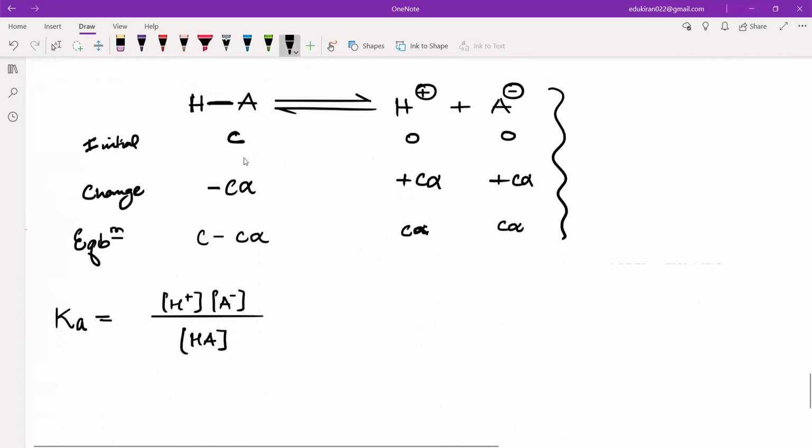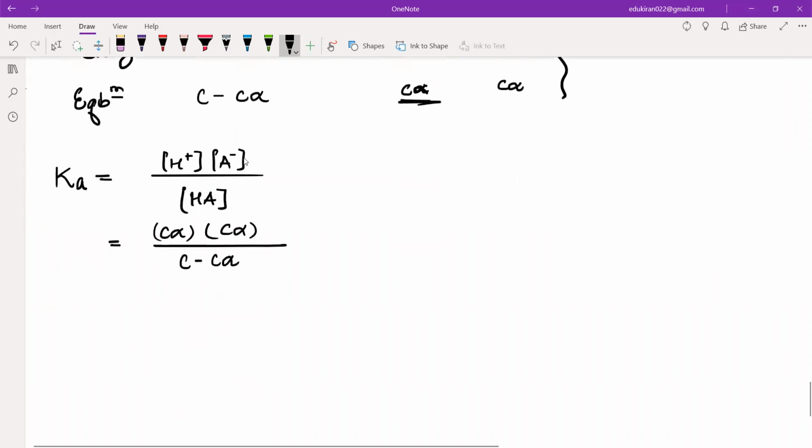What is the concentration of H plus ions at equilibrium? C alpha. What is the concentration of A negative ions? C alpha. Divided by C minus C alpha, right? Now, I can write this equation as C square into alpha square divided by C minus C alpha.